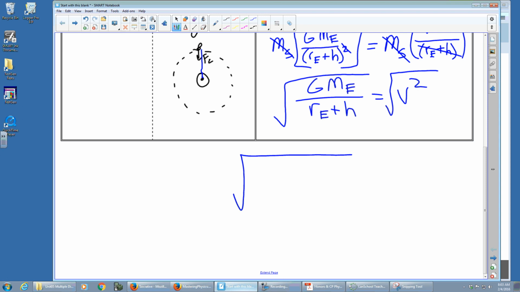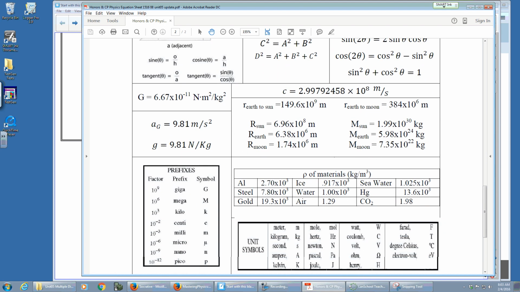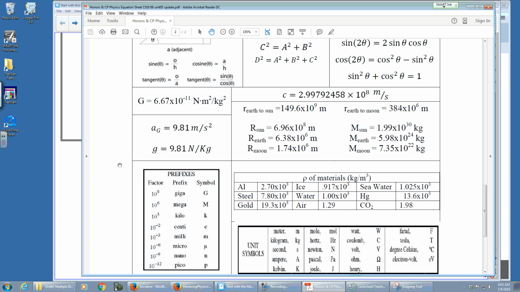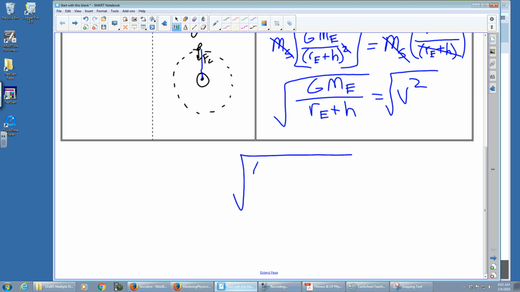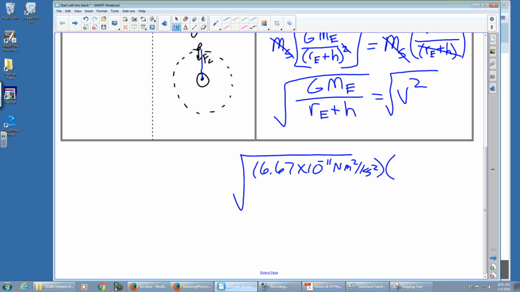And now here's where I need to start pulling values from my equation sheet. So I need the universal gravitational constant. That's right here, right? 6.67 times 10 to the negative 11 Newton meter squared per kilogram squared. Mass of the Earth. Wonder if that's on there. Oh, there it is. Mass Earth, 5.98 times 10 to the 24th kilograms. Okay.